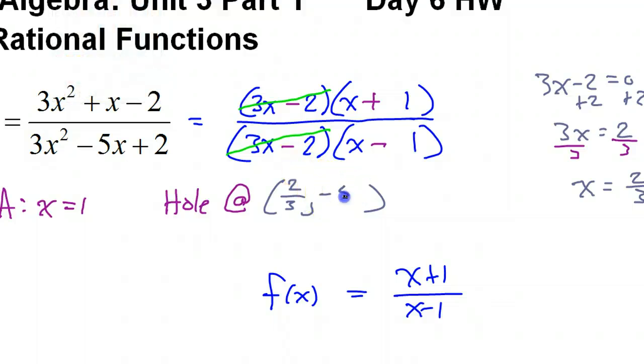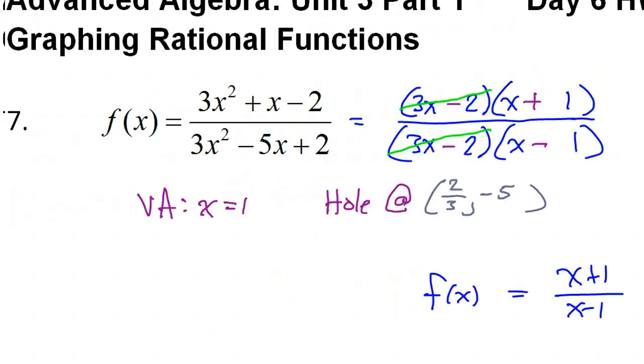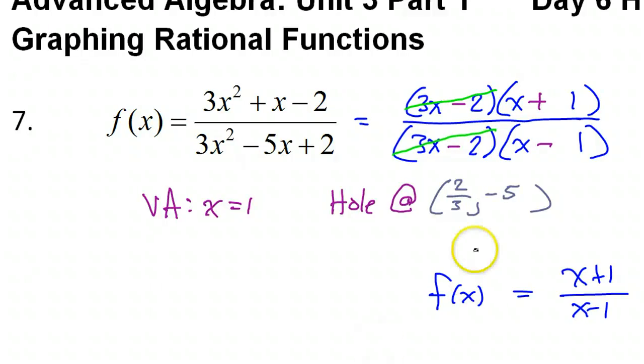So that tells us that we have a hole at 2/3 comma -5. Alright, so when we graph this, well, we won't be graphing this one because that's not part of the directions, but if we were to graph this, we would use this point as one of our points to help us graph, but we would graph it as an open circle. Alright, so fine. So we have one vertical asymptote, we have a hole.